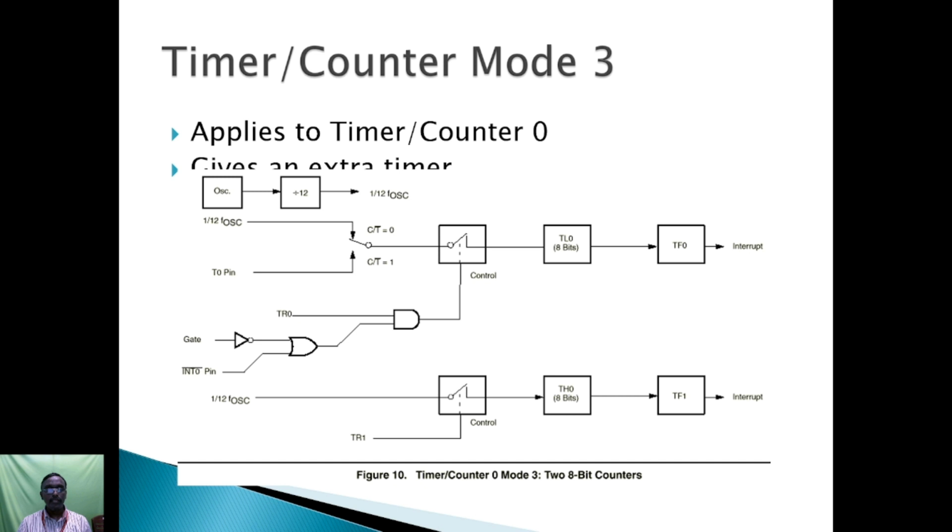Timer counter mode 3 applies to counter timer 0. Here also this is the timer, and the top one is the oscillator with counter. This enables the timer T0. It enables the timer interrupt. It controls the corresponding thing, and TL0 is 8-bit. This is an 8-bit timer counter.